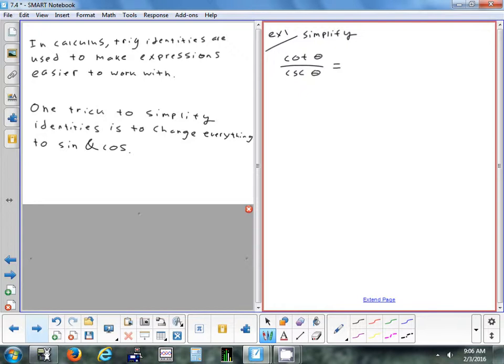All right, so we're going to try to simplify that one. It's our first identity. It's cotangent divided by cosecant. Now, it doesn't matter what the angle is. It could be 10 degrees, 15 degrees, negative 8 degrees. This is an identity. It's going to be true no matter what angle we would use it for, if we were going to apply it in a problem.